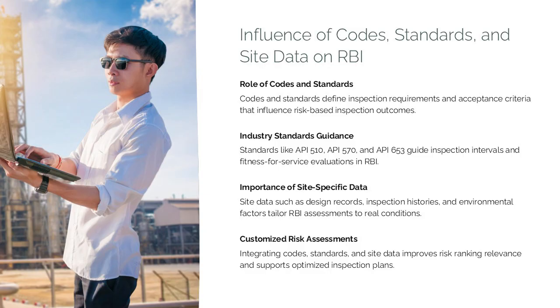An RBI assessment should identify which national and international codes and standards are currently applied for in-service inspection and evaluation, as well as those used during original equipment design. Differences in code requirements can significantly affect assessed risk levels and inspection strategies. Common industry standards such as API 510, API 570, API 653, and related recommended practices provide guidance on inspection intervals, methods, and fitness for service considerations.